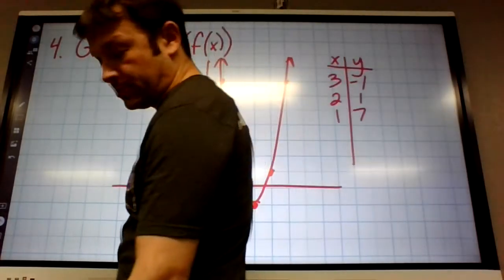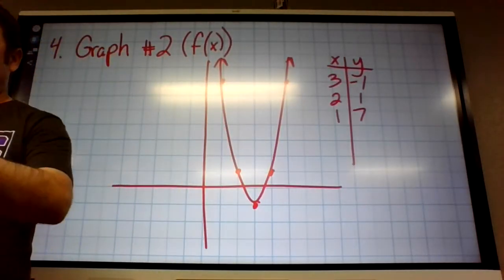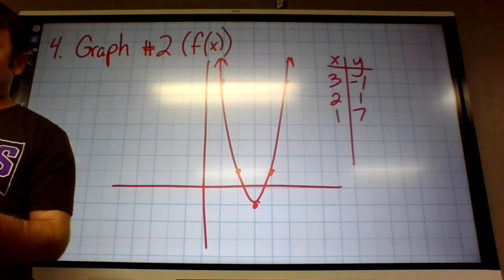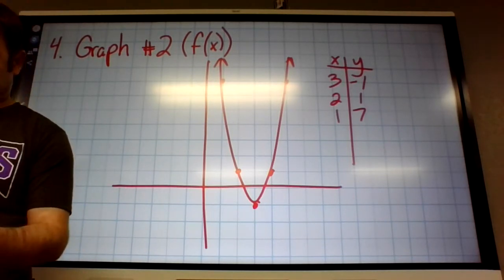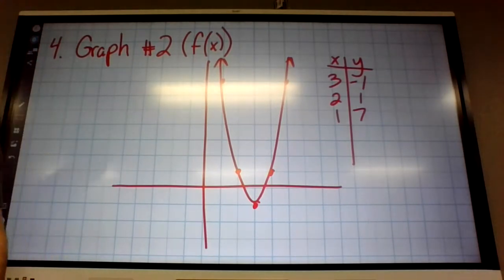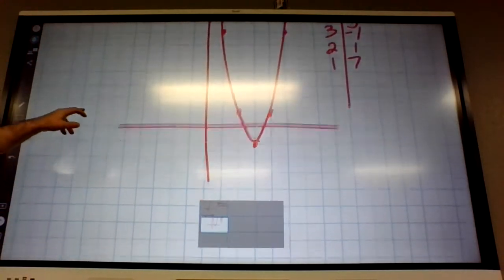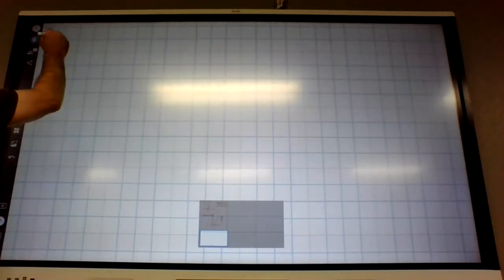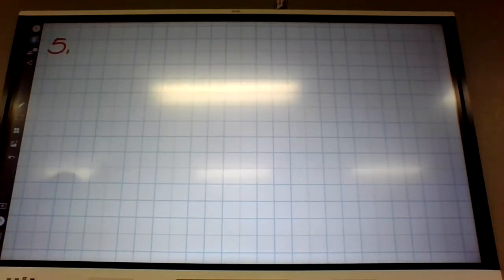All right, I think we're done with the parabolas. On to page 2. Oh, I lied. One more. Another graph. You guys done with that? Now we are. Okay, number 5 says graph the inequality.